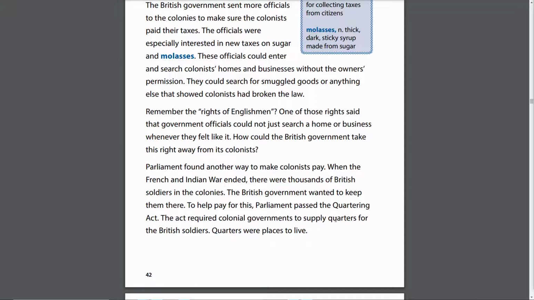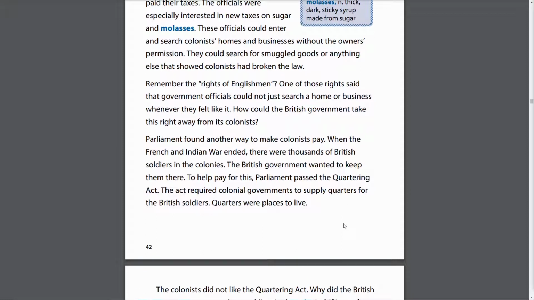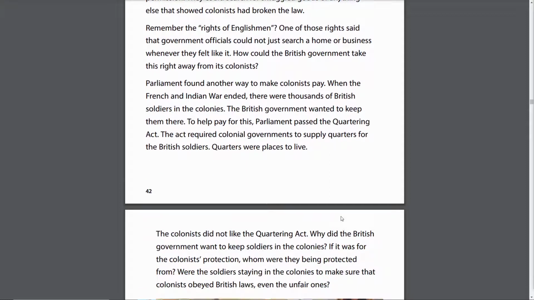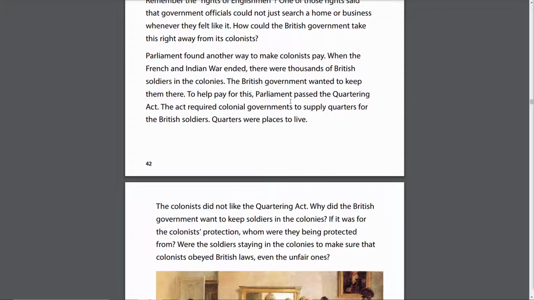Parliament found another way to make colonists pay. When the French and Indian War ended, there were thousands of British soldiers in the colonies. The British government wanted to keep them there. To help pay for this, Parliament passed the Quartering Act. The act required colonial governments to supply quarters for the British soldiers. Quarters were places to live, right? So, to help pay for the British soldiers there, they passed the Quartering Act. The soldiers could just go live in one of the colonists' homes.